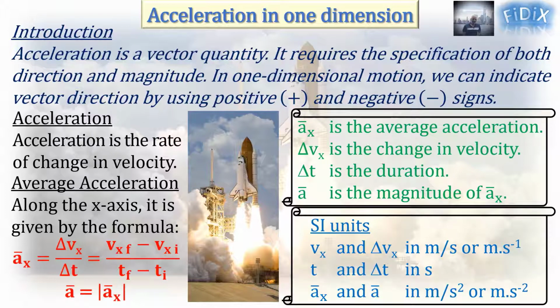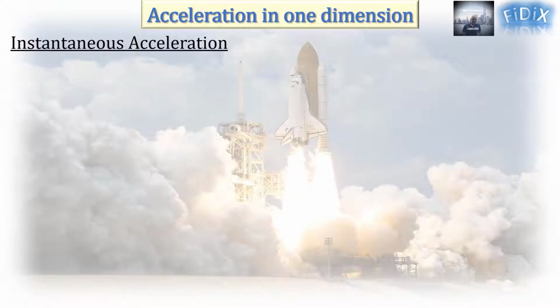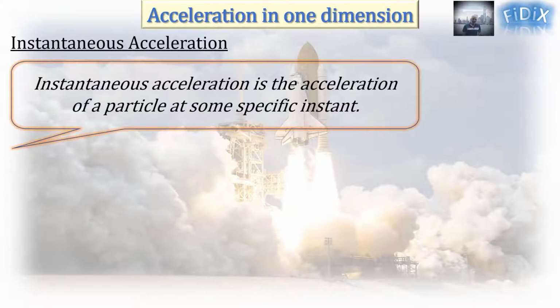In the International System of Units, Vx is expressed in meters per second, t in seconds, and the value of the average acceleration in meters per second squared. We often need to know the instantaneous acceleration, which is the acceleration of a particle at some specific instant, rather than the average acceleration over a time interval.